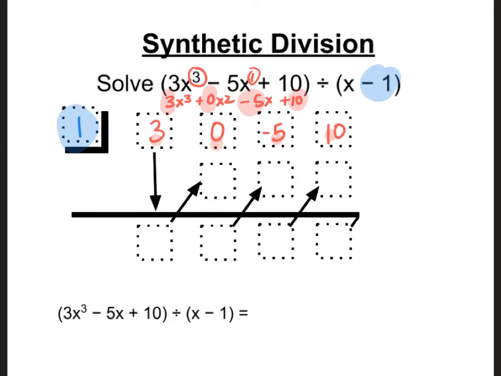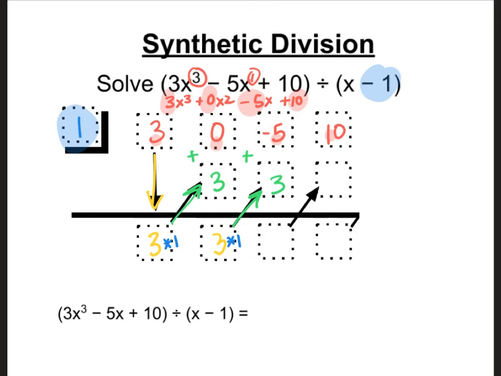And then the process is just the same. We're going to start by bringing down the 3. And then I need to multiply that by the number in my house, which is 1. And we'll put that answer here. So 3 times 1 gives me 3. Then we're going to add 0 plus 3 is 3. Again, we're going to multiply by the number in our house, which is 1. 3 times 1 gives me 3.